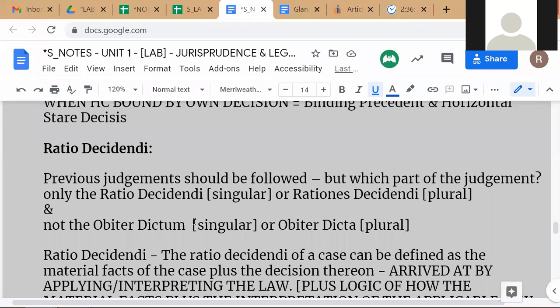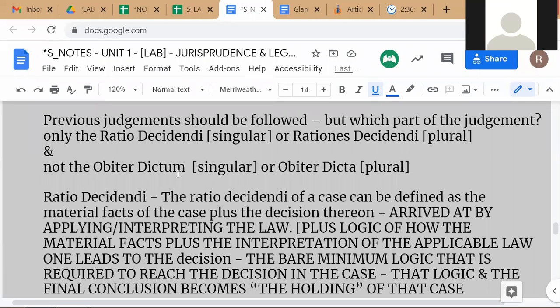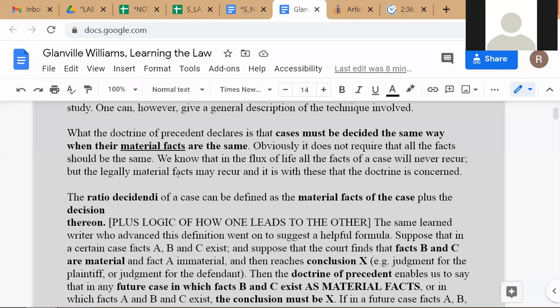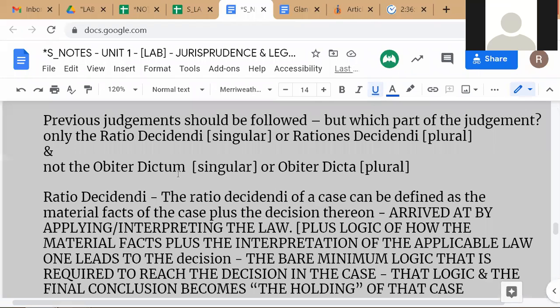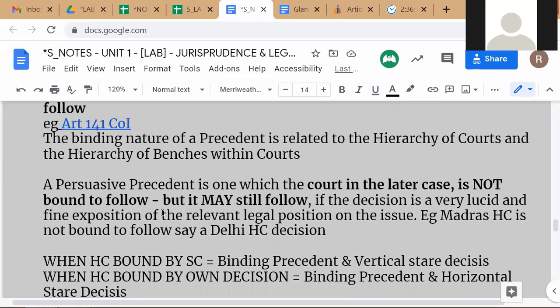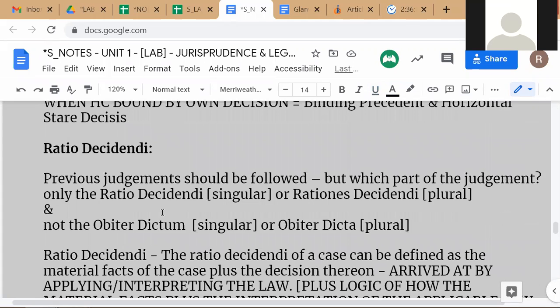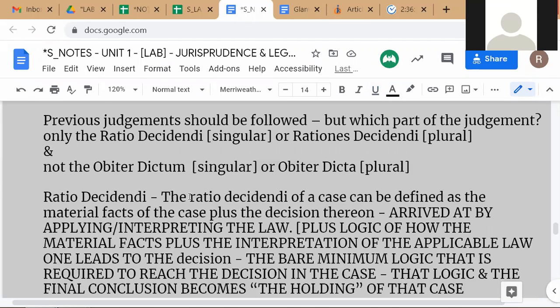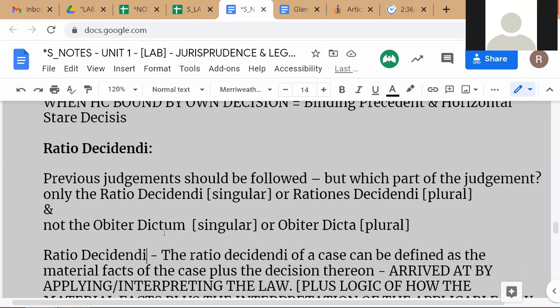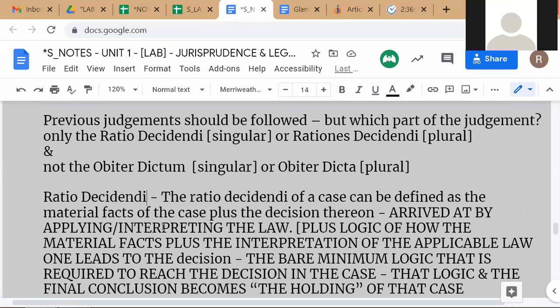Ratio decidendi is the part of the judgment which we said has to be followed. You can read the Glanville Williams article, which deals with this definition, along with my notes, which you can read later, but I'll give you an idea. Sometimes the computer gets stuck. All right. So the previous one, only the ratio decidendi has to be followed. What is the meaning of ratio decidendi?